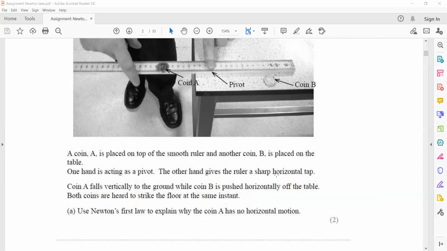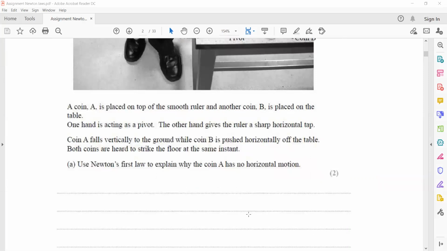The other hand gives the ruler a sharp horizontal tap, means it will move in this manner. So coin A will fall vertically and coin B will come down. Coin A falls vertically, whereas coin B is pushed horizontally off the table. Both coins are heard to strike the floor at the same instant. Use Newton's first law, explain why coin A has no horizontal motion. Means why it does not move horizontally, it only moves vertically. So we have to use Newton's first law.